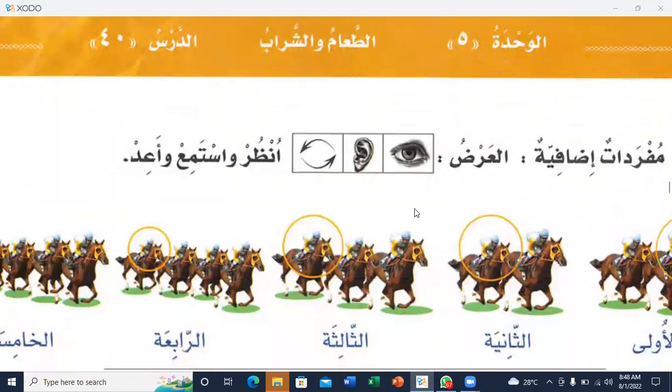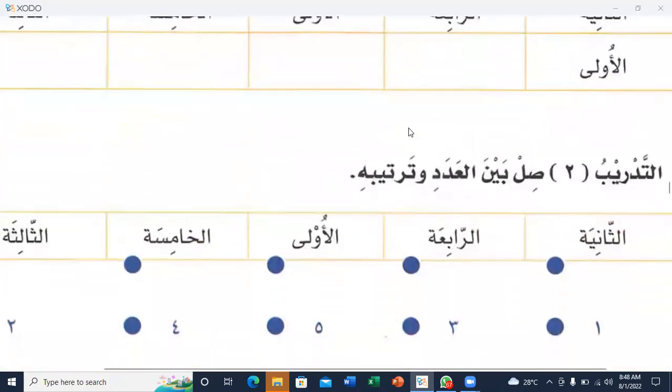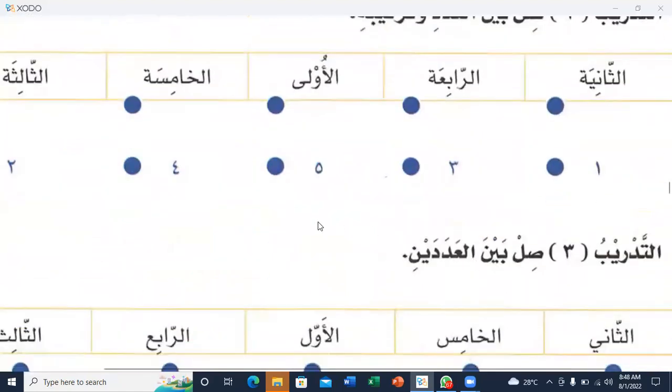Okay, dear. Thank you. And all you students, try searching for examples of Ath-Thaniya, Ar-Rabi'a, Al-Ula, Al-Khamisa, and Ath-Thalisa in the Quran Kareem. Try to search for examples of these five words in the Quran Kareem.